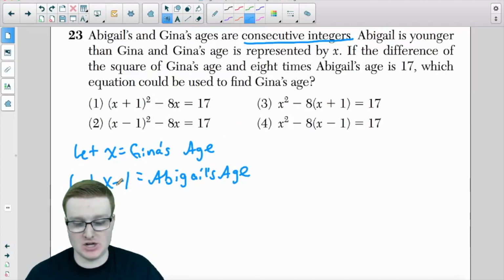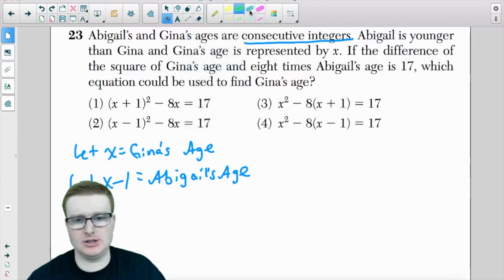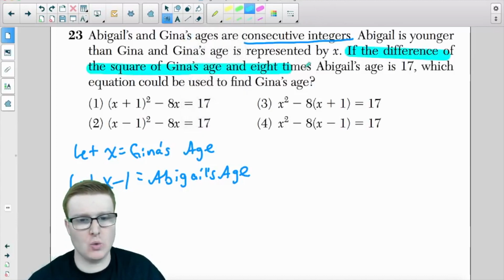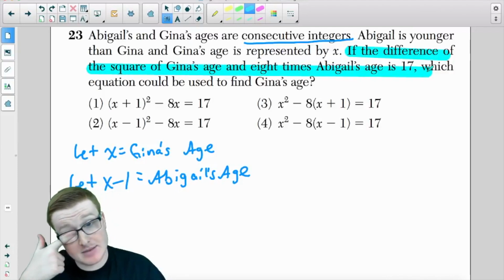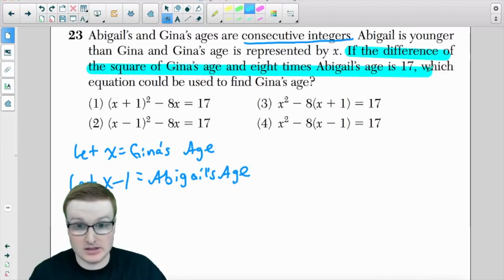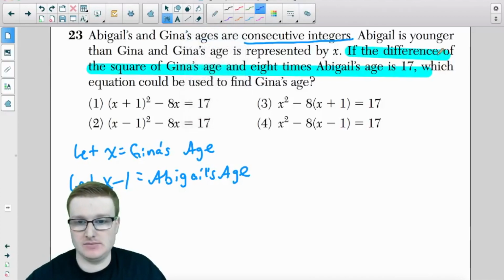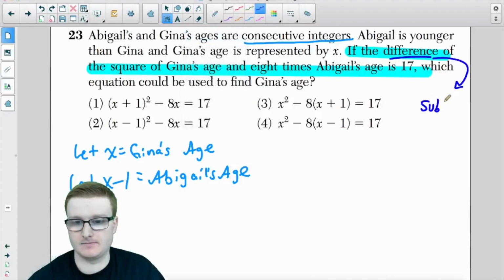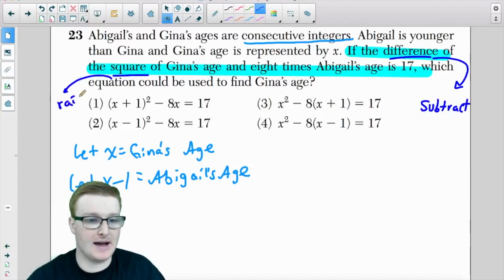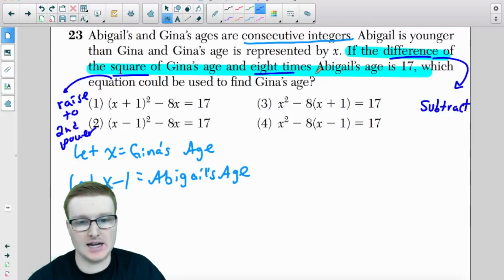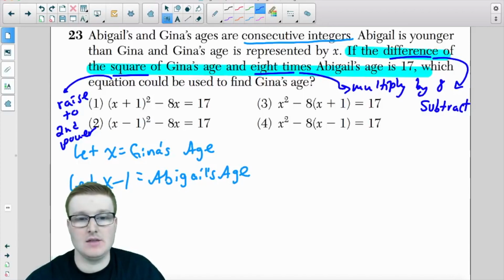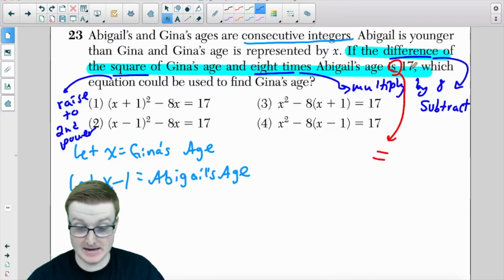All right, so we've got this information. Now all of a sudden they throw in this garbage. If the difference of the square of Gina's age and 8 times Abigail's age is 17. Okay, this is ridiculous. So, difference. Difference means subtract. Square means raised to the second power. 8 times. Multiply by 8. The word is in math means the equal sign. And it has to equal 17.